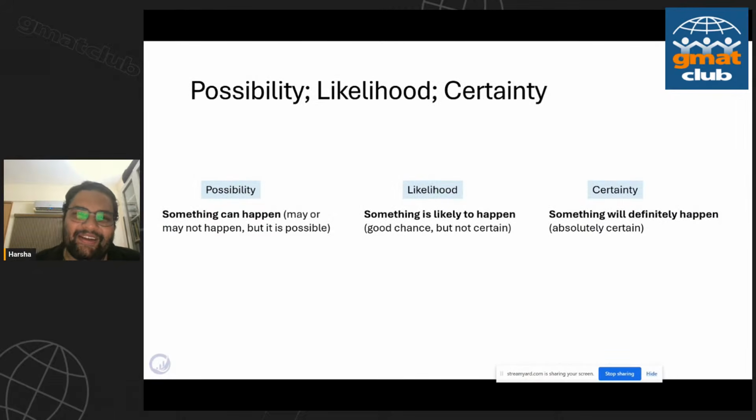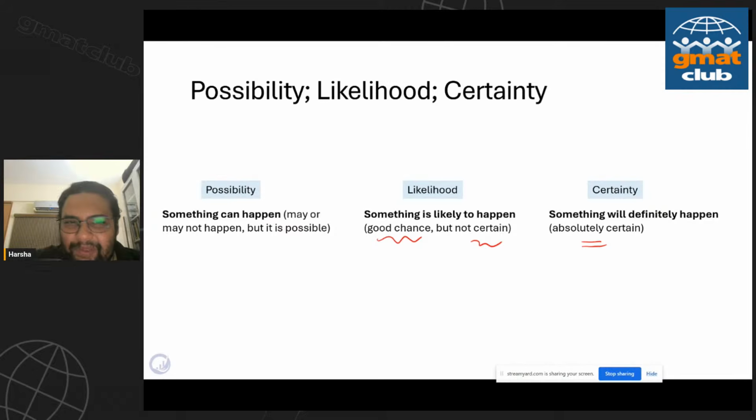Let's talk about another set of associated concepts that's important. You also need absolute clarity on possibility, likelihood, and certainty. And very simple. Possibility: something can happen, it may happen, may not happen, but yeah, it's possible. I agree that it is possible. It's not something that's not possible. That is what possibility is. Likelihood: something is likely to happen. What I like to call it is good chance. It's a very good chance that it's going to happen, but I can't be sure, right? Certainty is there's no way in hell it's not going to happen. It's absolutely going to happen, right?